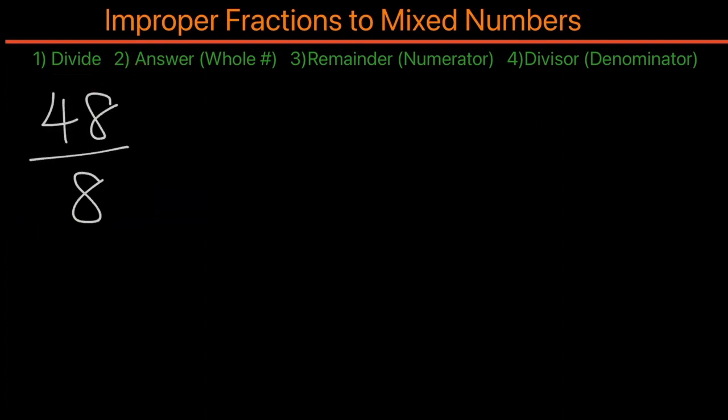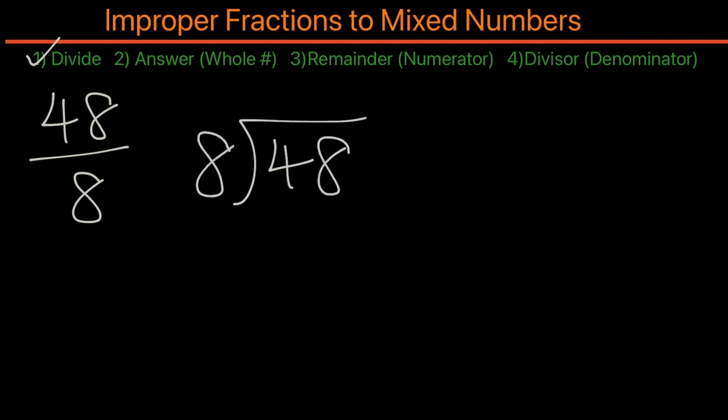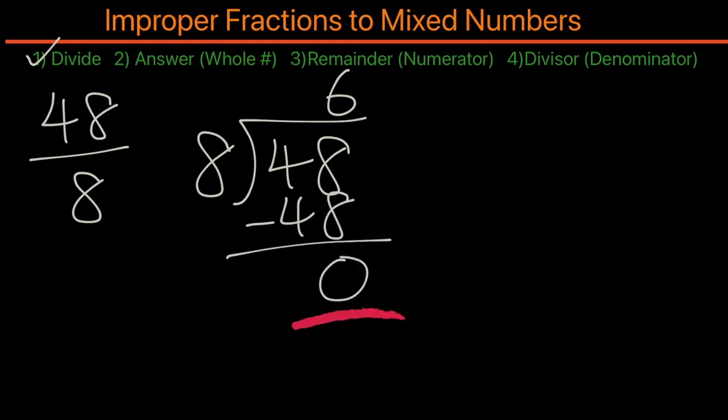48 over 8. Using the same method, 48 divided by 8. And this one should be easy. We know it's going to be 6 because 6 times 8 is 48. 48 minus 48 is 0. So in this scenario, where the remainder is 0, then our answer would just be a whole number, which is 6.